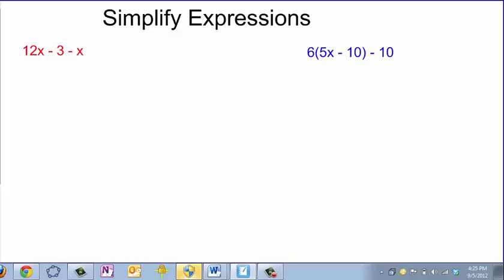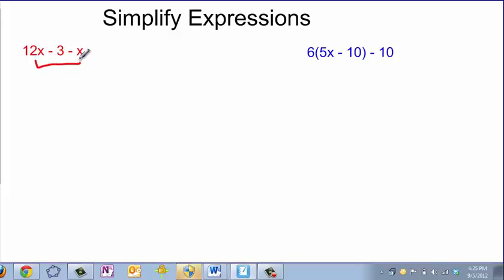Alright, let's do some more simplifying expressions then. We may have to use the distributive property that we've learned recently. We may have to combine like terms. Use all the things that we know so far to get these expressions simplified.